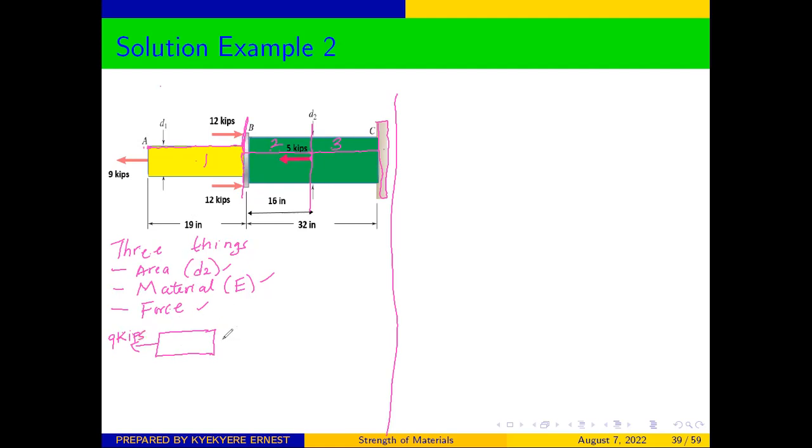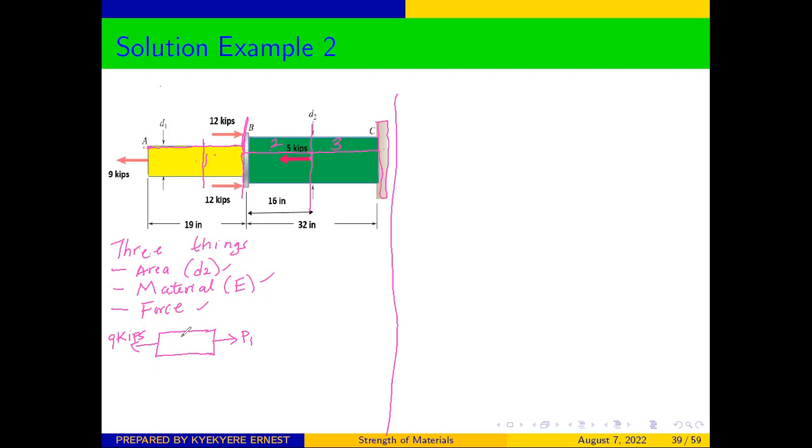Good. And what we cut, this is the section 1. So when we cut the middle part here, then we say that to every action, there is equal and opposite reaction. We can call this P1. Once we do that, we can say that we can use our equilibrium equations.